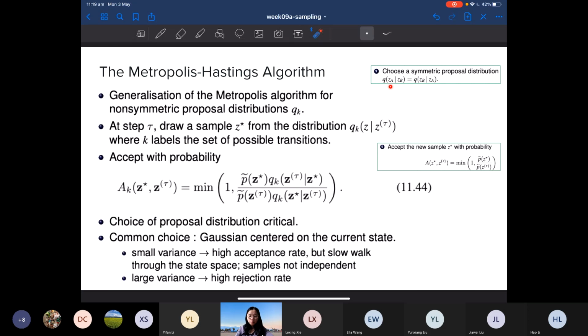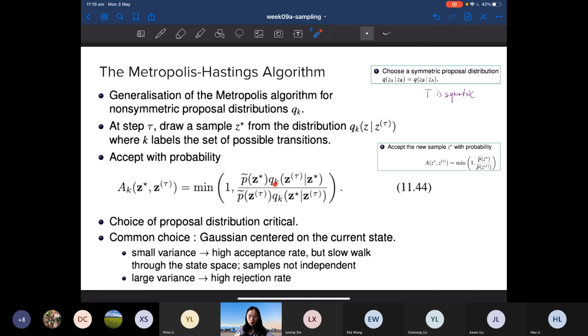Remember in Metropolis, we want the proposal distribution to be symmetric. Now we relax that. So if T is not strictly symmetric, we just need to revise the acceptance probability. The minimum between one and the ratio part is the same. We want this to be a probability.